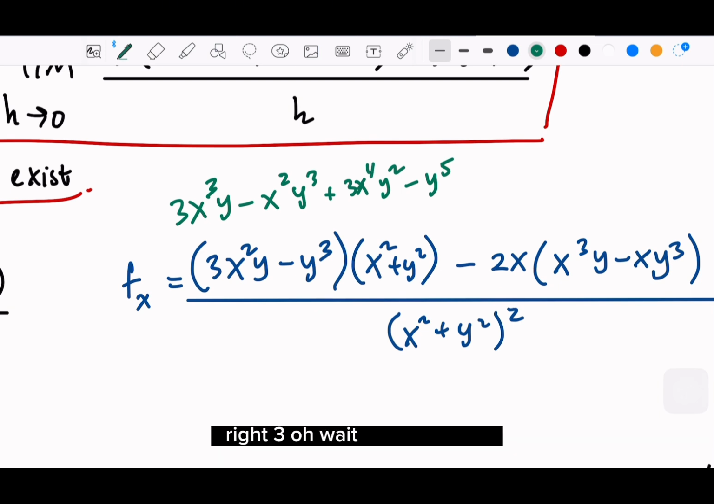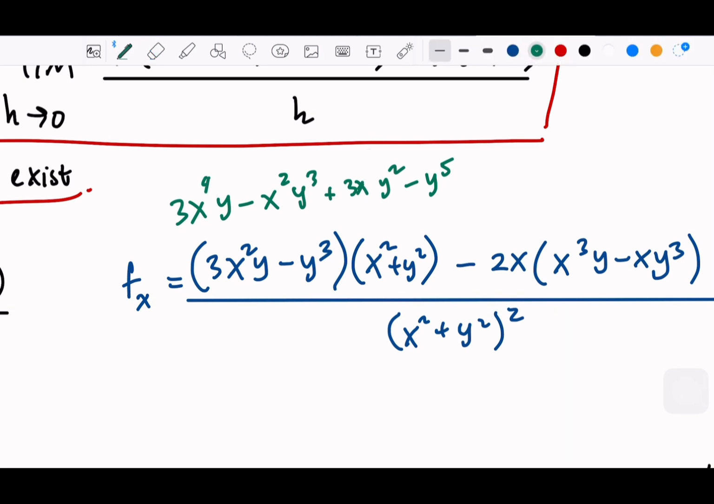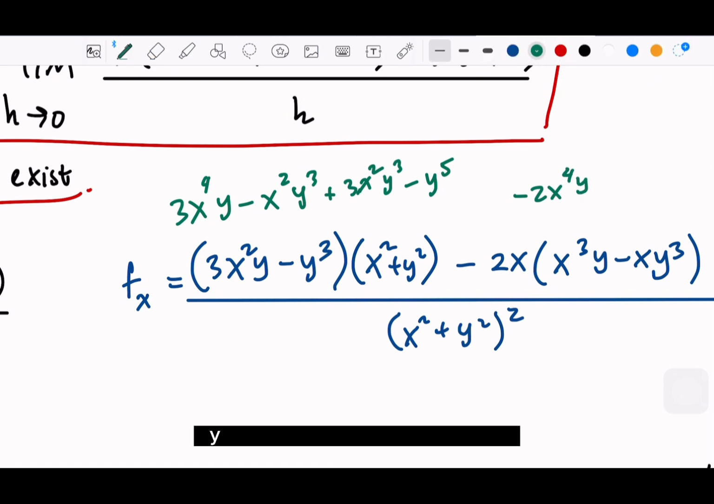3, wait, this 4, this is correct, right? Wait, this one here, okay, 3x cubed. Okay, now correct, right? Okay. Now this will be 4 y plus 2x squared y cubed.